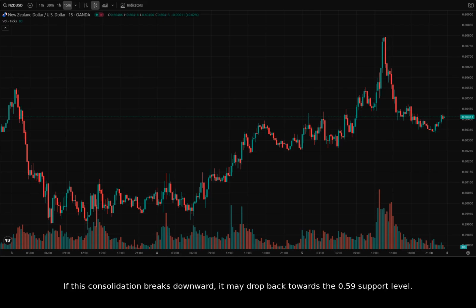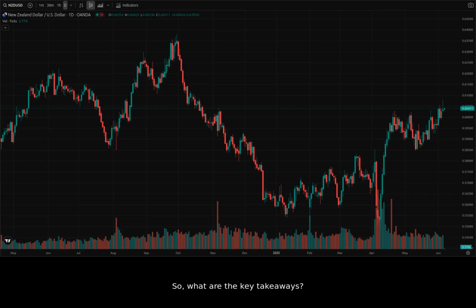If this consolidation breaks downward, it may drop back towards the 0.59 support level. If this consolidation breaks upward, it may push towards the 0.6055 resistance level. So, what are the key takeaways?